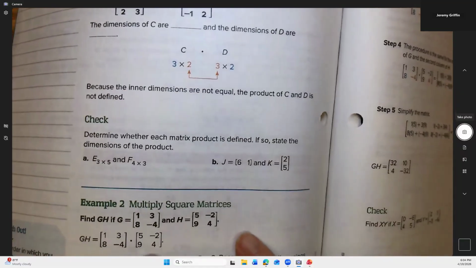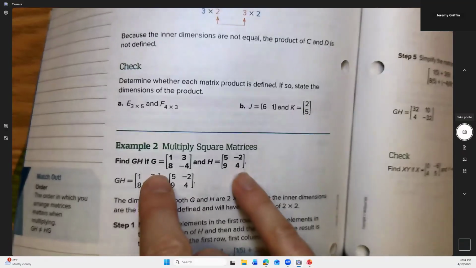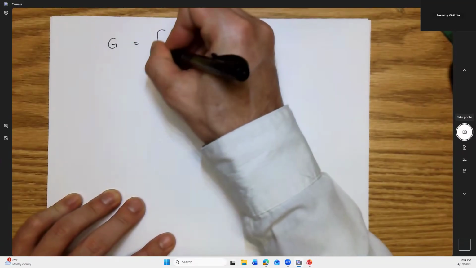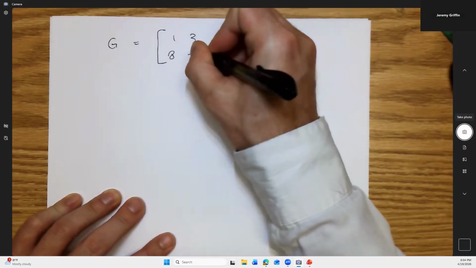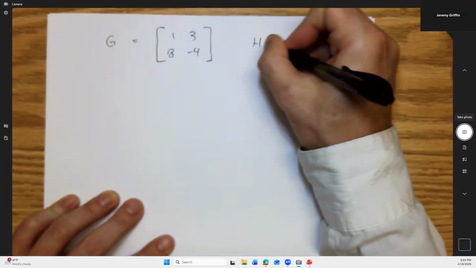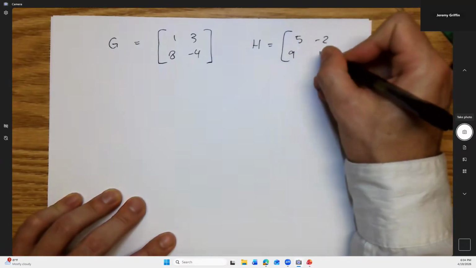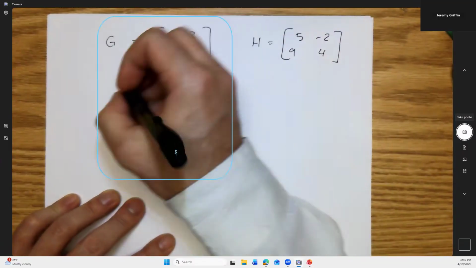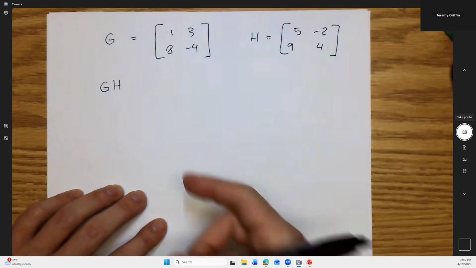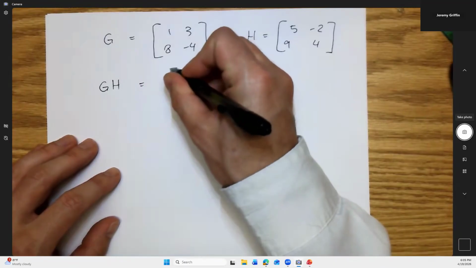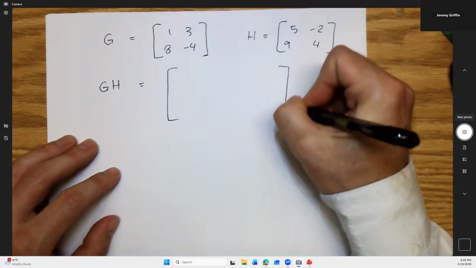All right, let's get to this example here. I'm going to write this down on paper so it looks bigger. So I got matrix G defined as 1, 3, 8, -4, and matrix H defined as 5, -2, 9, 4. It looks like they're looking for GH. So what is GH? Got a 2 by 2 and a 2 by 2. So I'm going to say it's equal to, and I should get some answer that's also 2 by 2.